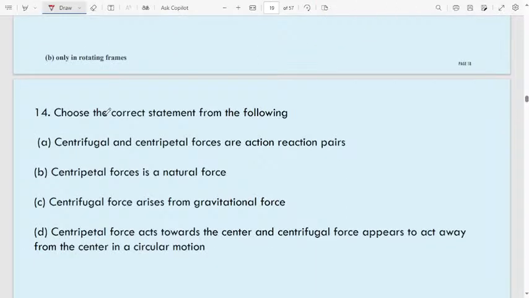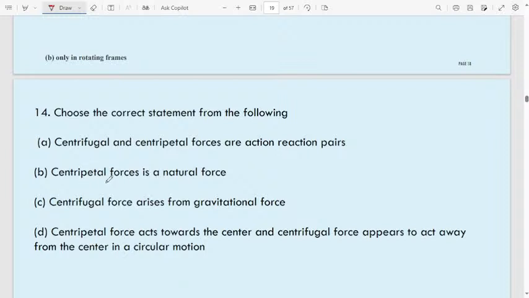Let us move to the next question. 14th question. Choose the correct statement from the following. First one, centrifugal and centripetal force are action-reaction pairs. Yes, centripetal is acting towards the center. Centrifugal force is acting outside of the direction. It will be outside of the center of the circle.